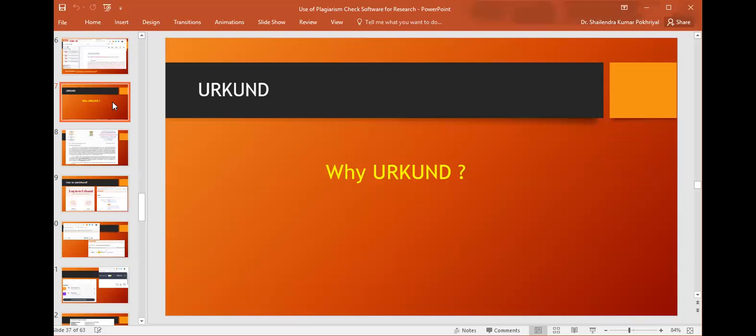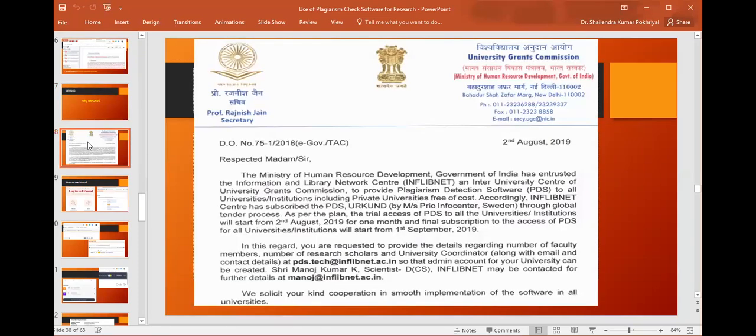So, next is Urkund. Now we'll see why Urkund. So basically, sir, please go to next slide again. This is a notification by UGC and basically the MHRD. MHRD has recommended that you have to use Urkund. All the HEIs need to provide Urkund accounts to all the scholars and their staff and faculty. Because of the recommendation by UGC, we are using Urkund. Otherwise, Turnitin is one of the best software.